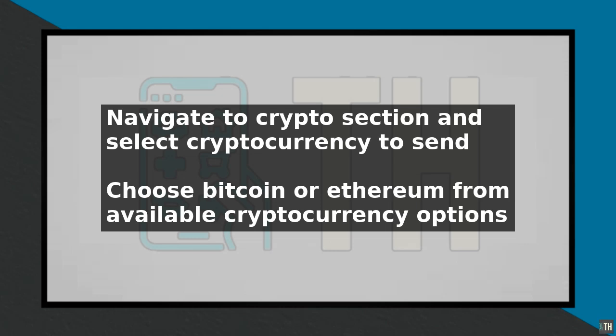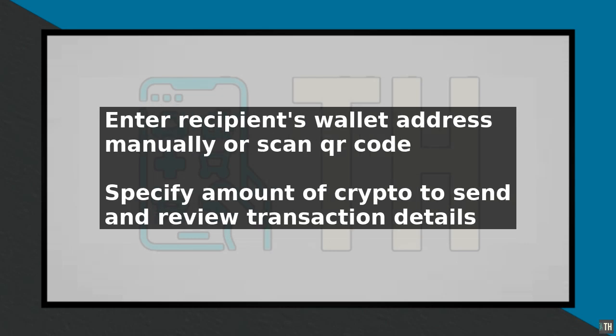After entering the address, specify the amount of crypto you want to send. You can choose to send a specific amount of crypto or a specific amount of money. Review the transaction details carefully, including the amount of crypto being sent, the recipient's wallet address, and any applicable fees. If everything looks correct, tap the Send button to initiate the transaction.